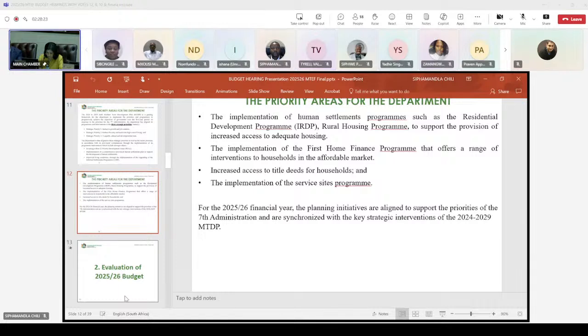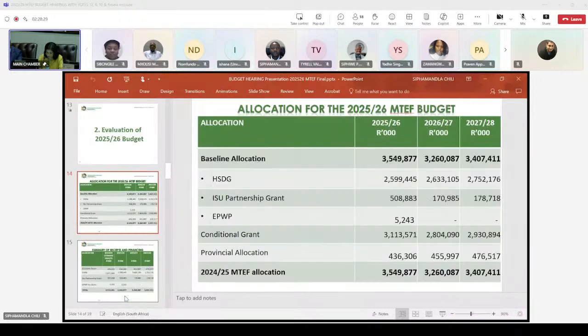In terms of the Informal Settlements Upgrading Partnership Grant, our budget for the 25-26 year is 508.8 million. It's been reduced to 170.9 million and 178.7 million in the outer years. The EPWP grant is 5.243 million rand. It's still to be determined for the outer years. Our conditional grant allocation, therefore, in total is 3.113 billion, 2.804 billion, and 2.930 billion.